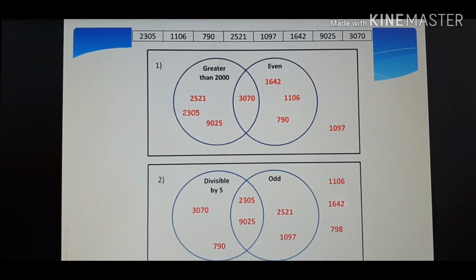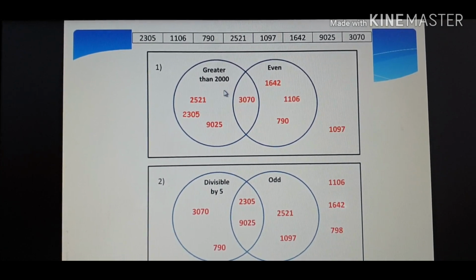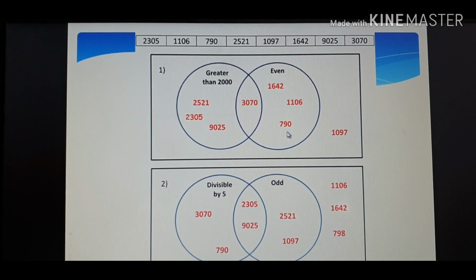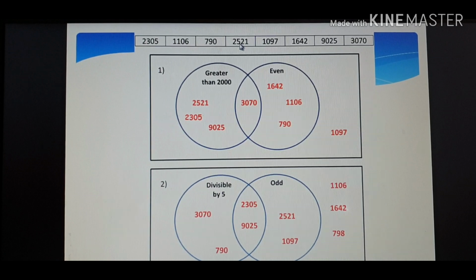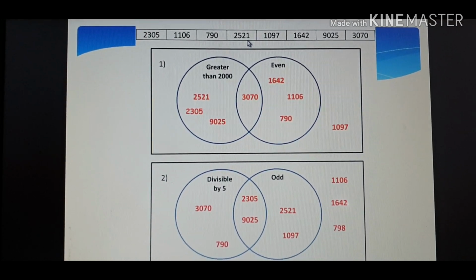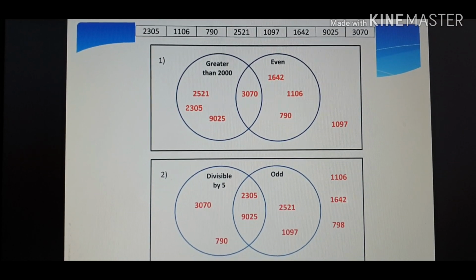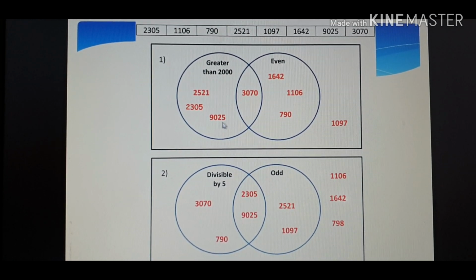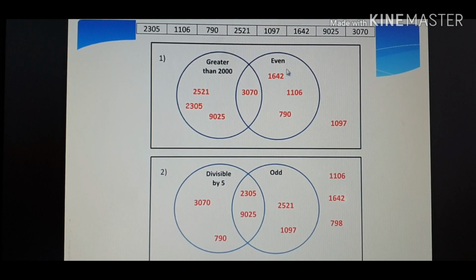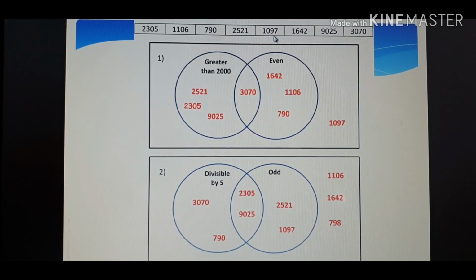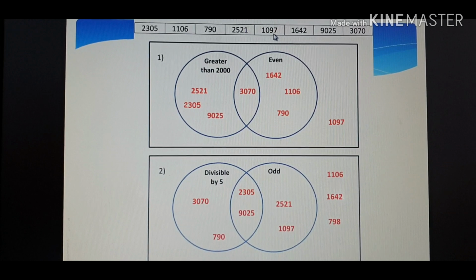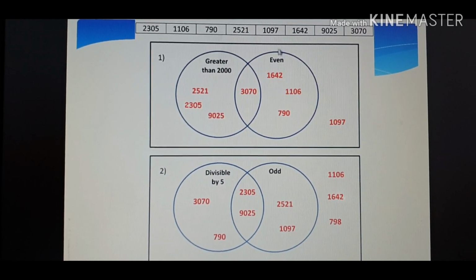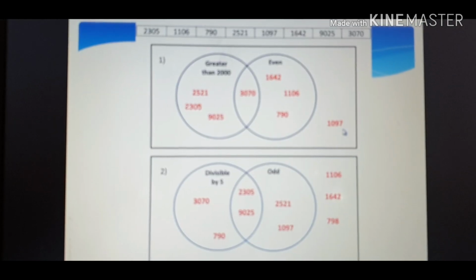790. Is it greater than 2000? No. Is it an even number? Yes. So I will add it in this circle. 2521. This number is greater than 2000, but it's not an even number, so it's related to this part. 1097. It's not greater than 2000, and it's not even either, so it's outside the circles.